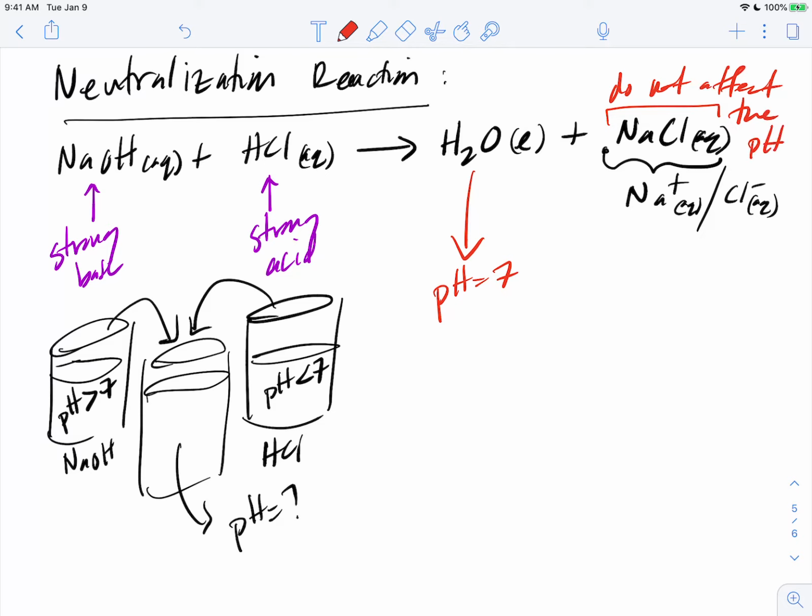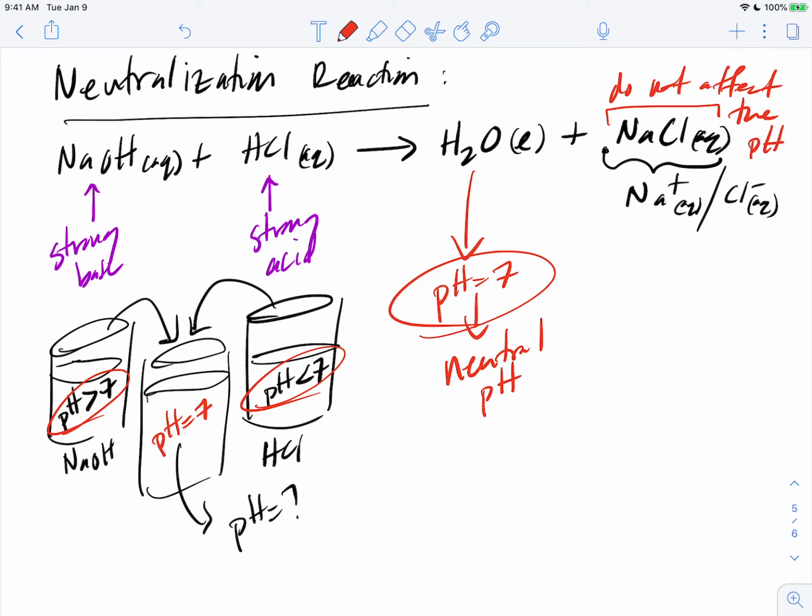the pH. So the reason why it's called a neutralization reaction is that you take two pHs that are not neutral, one greater than 7 for the base, the other less than 7 for the acid, and you create a solution that has a pH that is neutral, or 7. So this is neutral pH. And so that happens when you react a strong acid and a strong base.